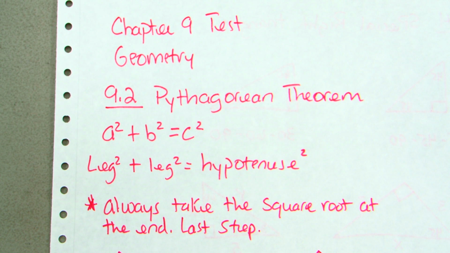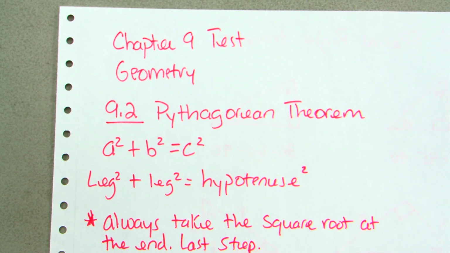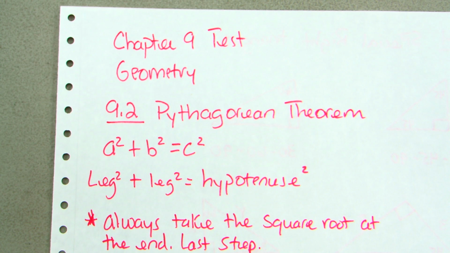Okay, this is our Chapter 9 Geometry Test Review. I think of this chapter as our trig test because we're really studying the measures of angles and side lengths as they relate to a right triangle.